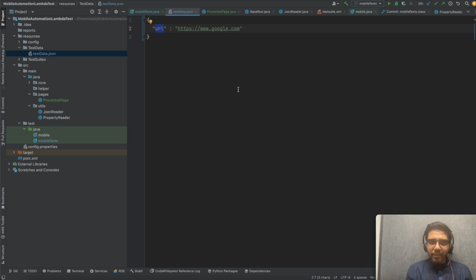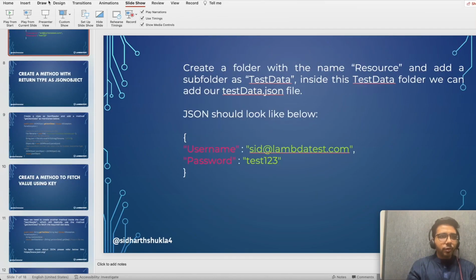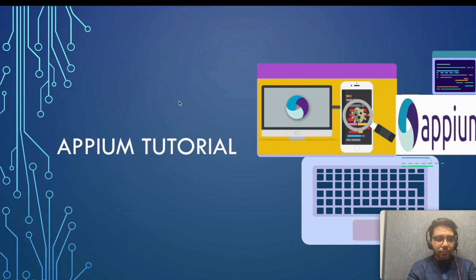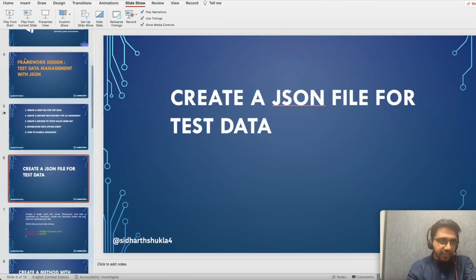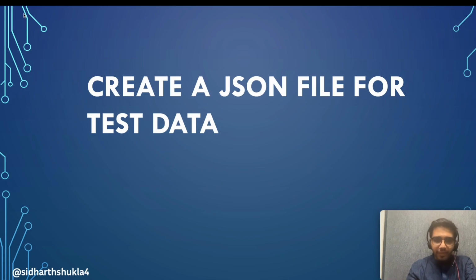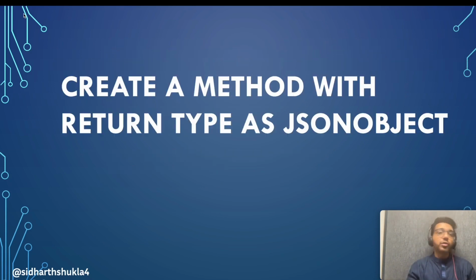Similarly, you can use login, password, anything you want in your automation framework. Okay. So till now what we have completed, we have completed the first step, that is creating a JSON file, and then we have also added some value to it. So what is our next step?